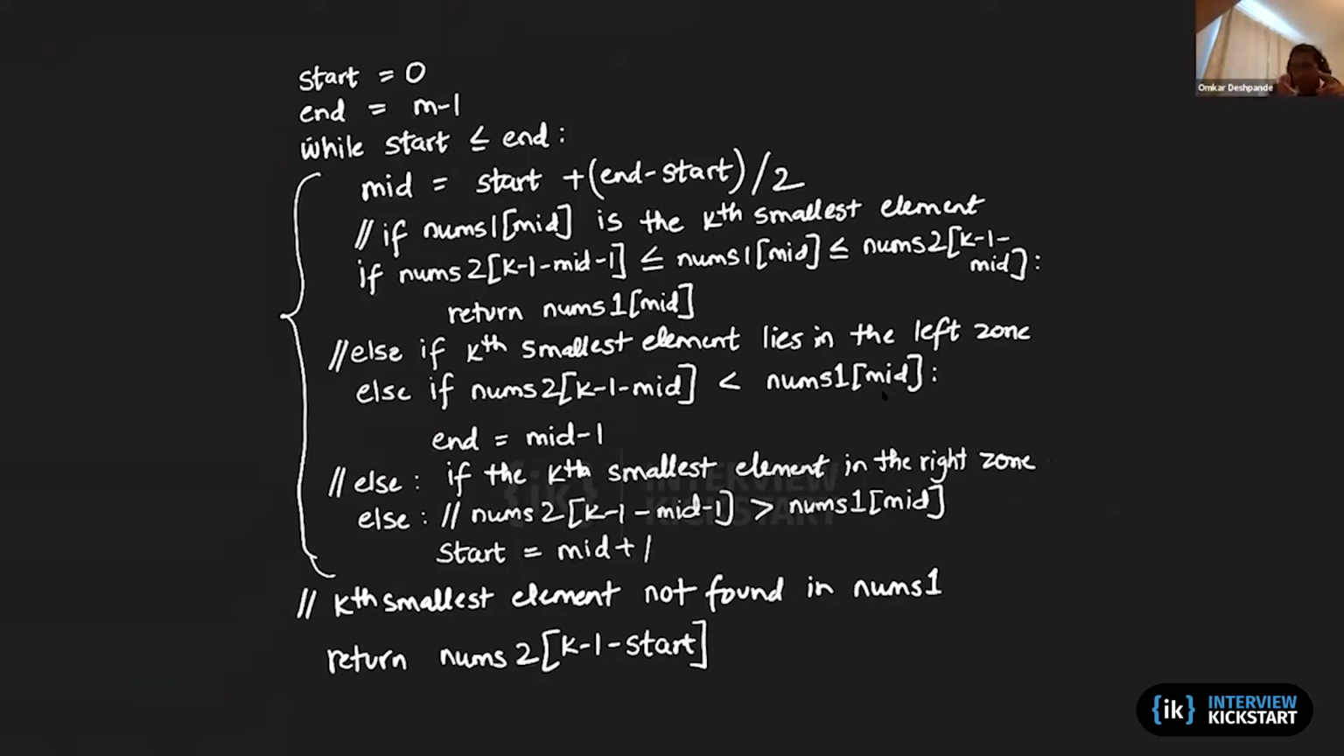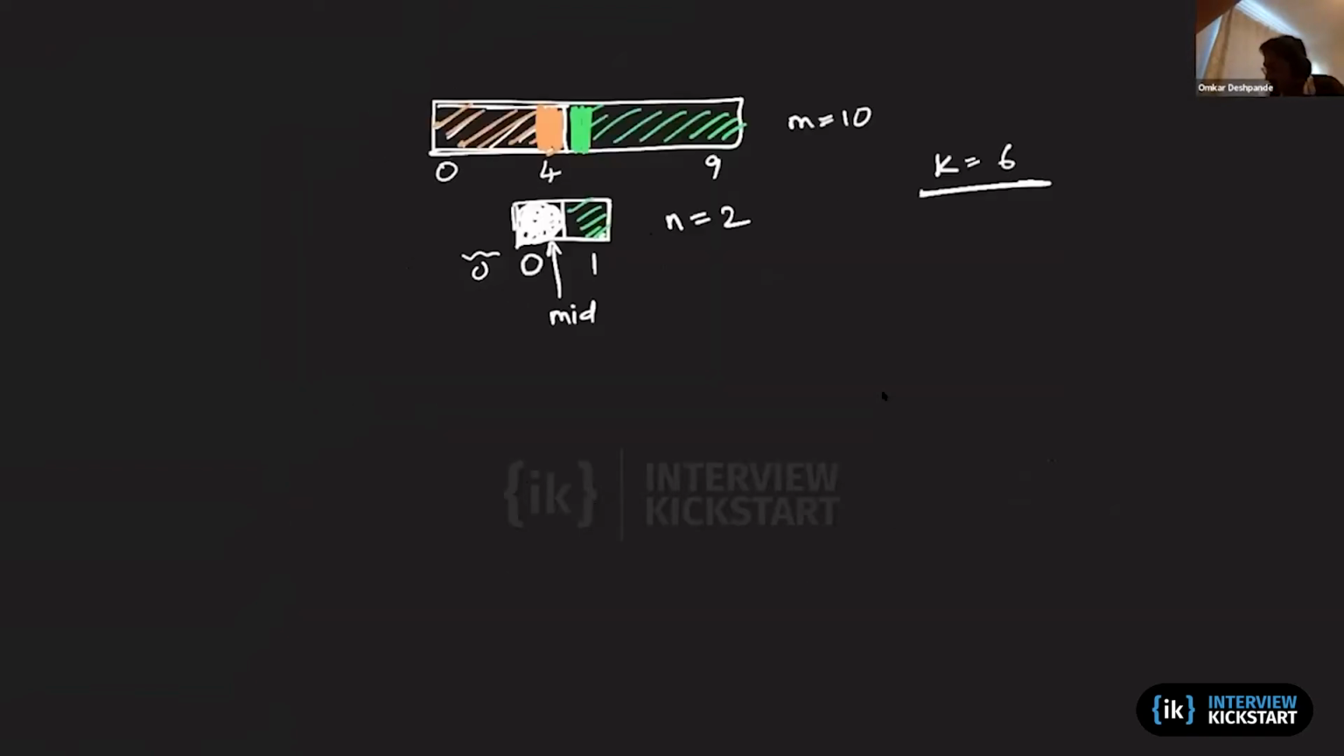But in the worst case, what will happen is we'll end up with a problem size of 1, and even that number is not going to be the right number, right? So maybe at some point start and mid both end up pointing to the same index.